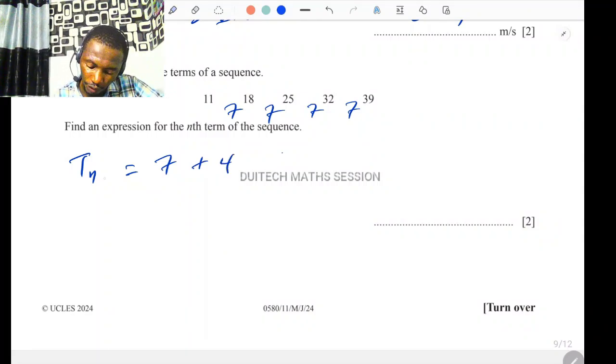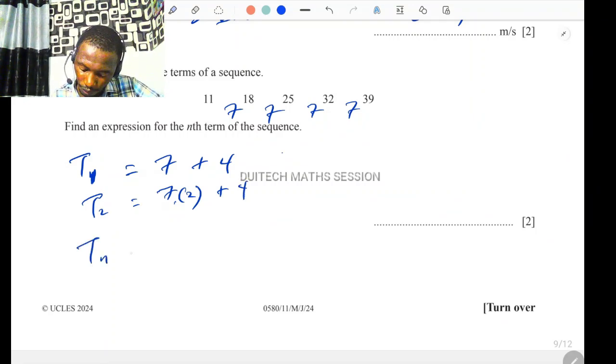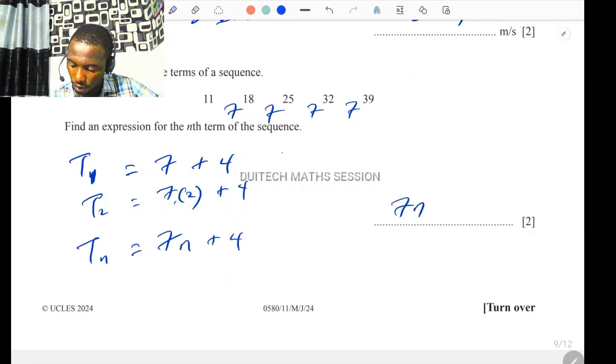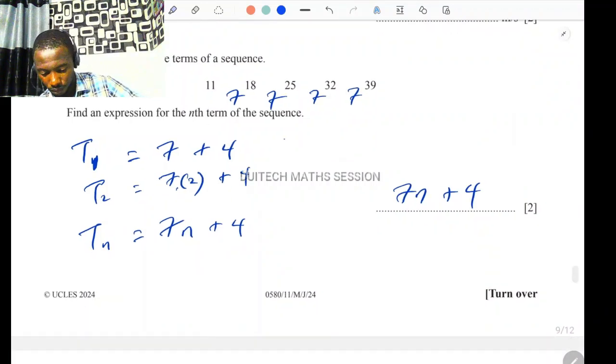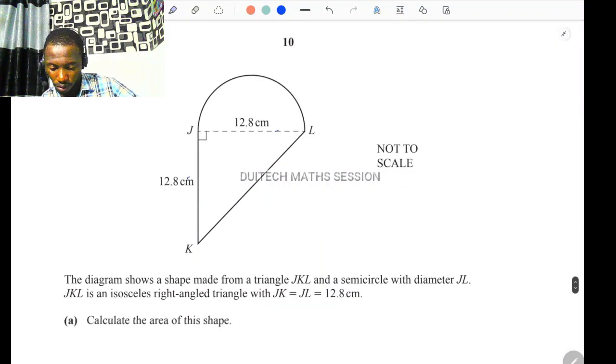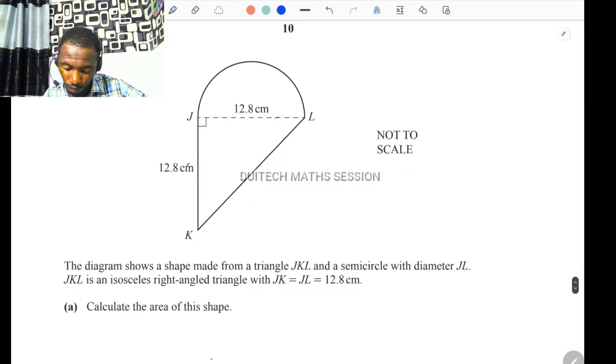So if this takes care of the first term, T1, that means my T2 will be 7 times 2 plus 4. So in that case, my Tn becomes 7n plus 4. So I have 7n plus 4. So the final one is this one.